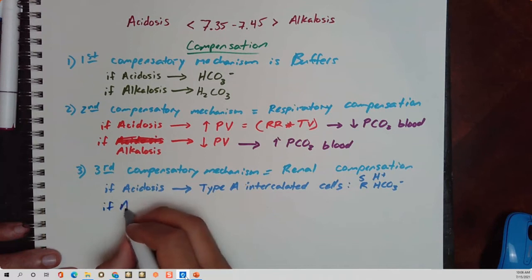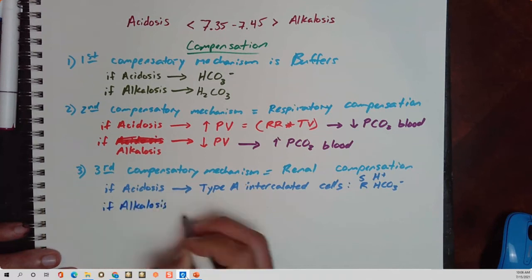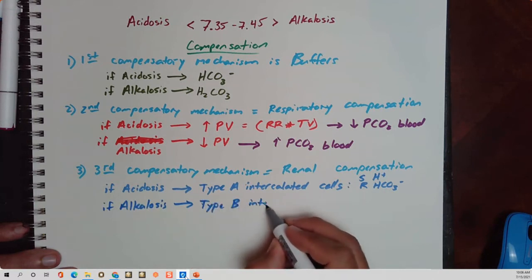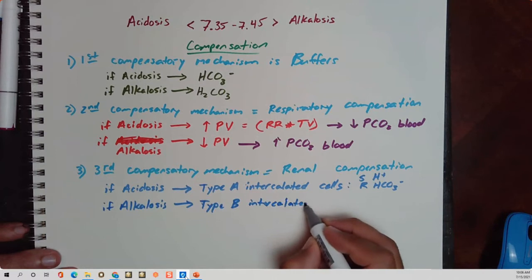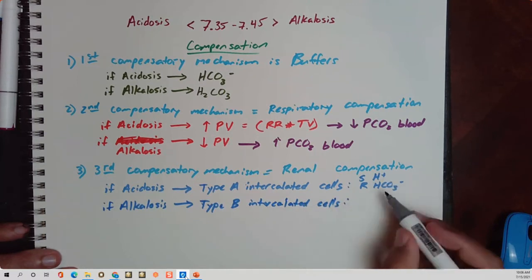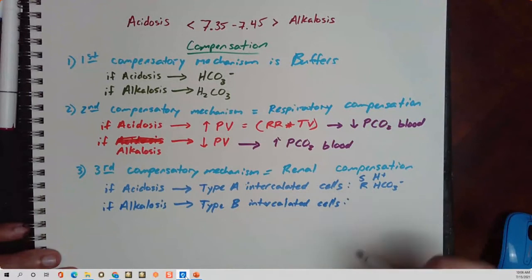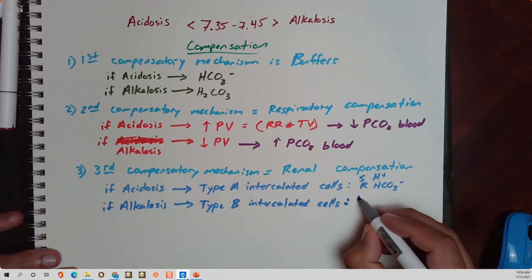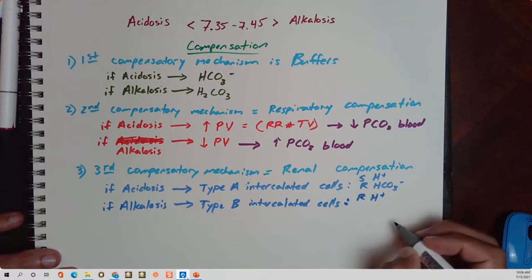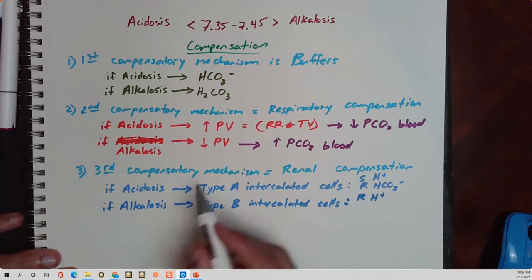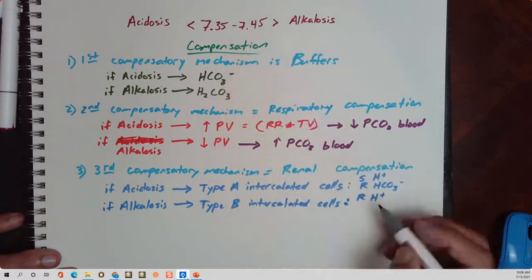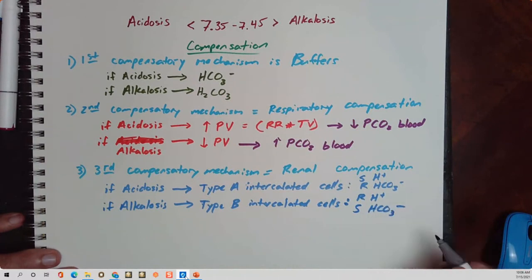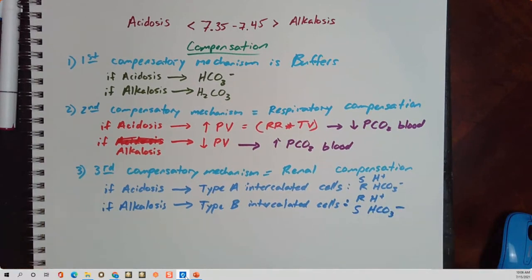What about if it's alkalosis? Now we got type B intercalated cells. And we know it does the opposite because the entire cell flips. So what are we going to be doing? Well, we have alkalosis. We're too basic. Let's reabsorb some hydrogens to try to bring that back down. We're in alkalosis. We want to bring it back down to the normal range, and let's secrete some of those bicarbs. Everybody feel pretty comfortable with this list that we just wrote out?